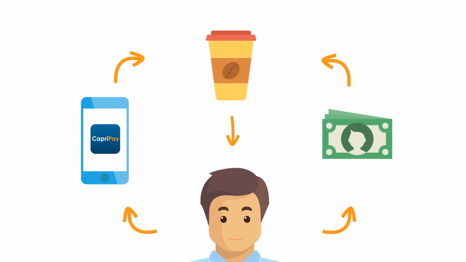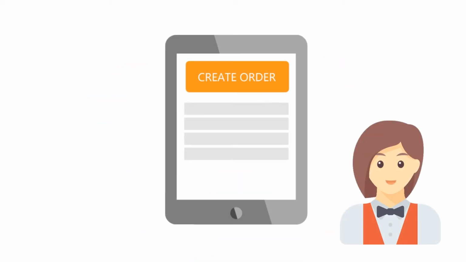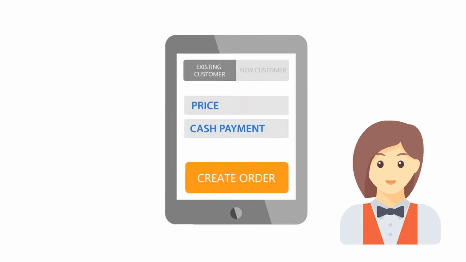So what this means for the customer is that he does not have to worry about if he has sufficient balance in his wallet. He can always cover the payment in cash on the spot. To create this order, the merchant opens his CapriPay account on the web or on the app, goes to Create Order page, selects the Existing Customer option, and fills out the form.